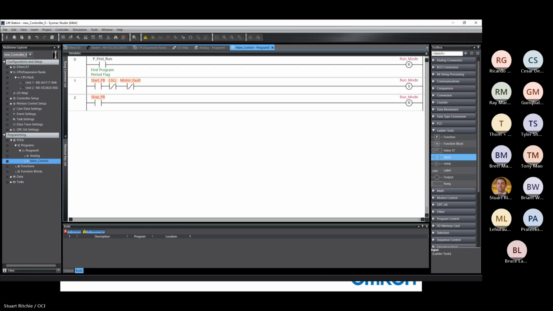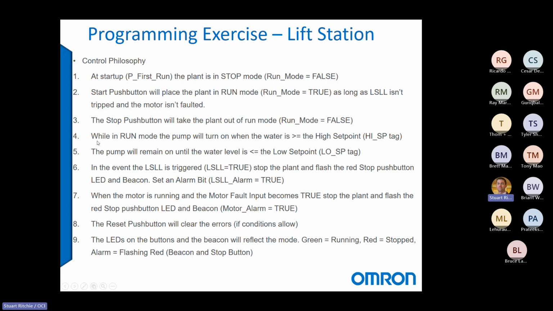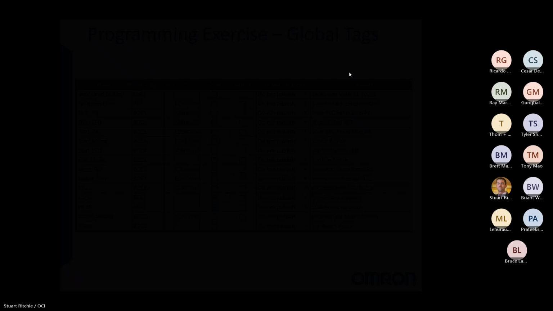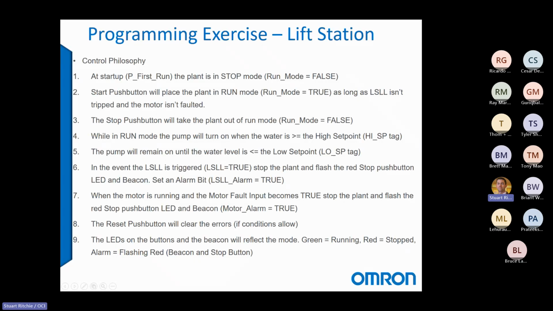Okay. The next condition in our control philosophy is while we are in run mode, the pump will turn on whenever the water level is above the high set point. The pump will remain on until the water level is below the low set point. So everybody's kind of got their own way of programming this fairly typical scenario. I'm going to tell you the way I do it, at least the easiest way I can do it.